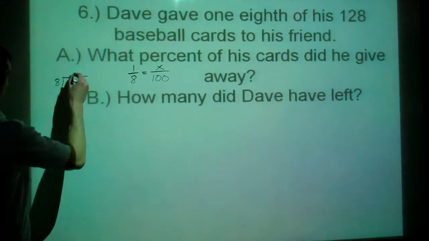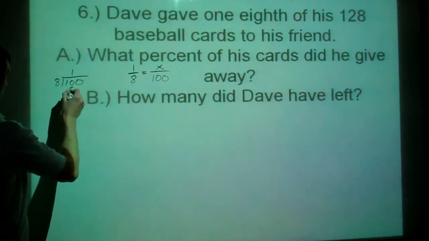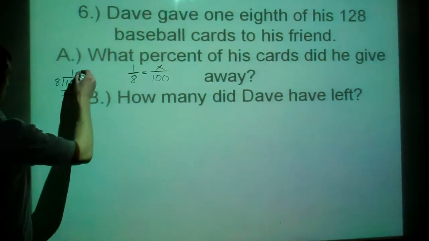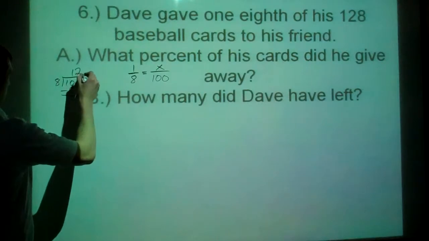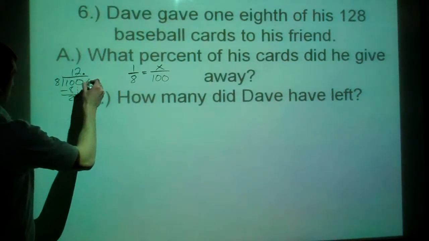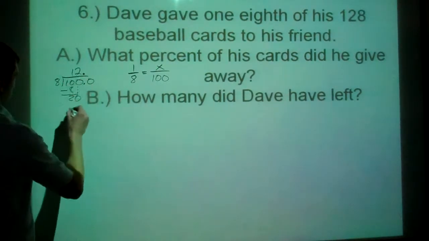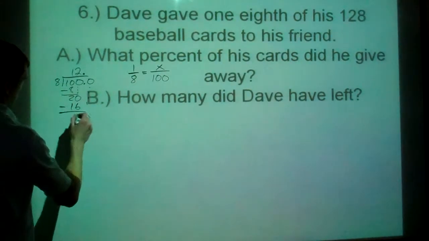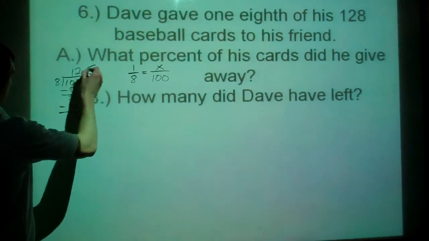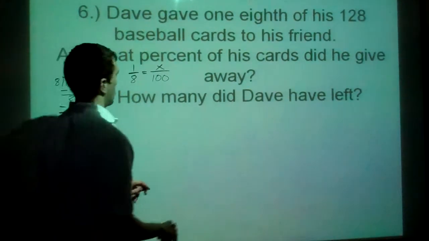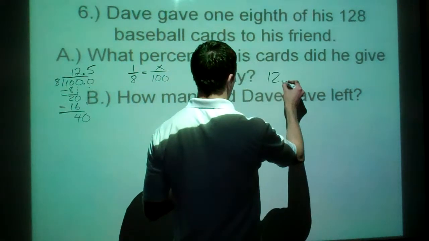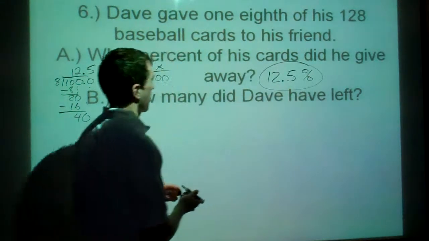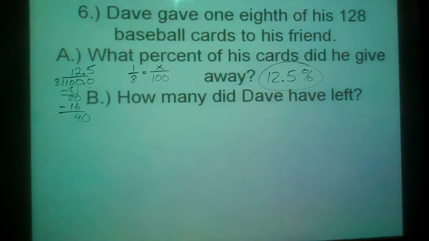8 into 100, so 1. Bring that down, we get 20. We'll get 2 of those go in there. Add on 0, 2 times 8 is 16, subtract, we get 4. Bring that down again, 8 goes into 40 5 times evenly, so 12.5%, or 12.5%, okay? And how many did Dave have left?